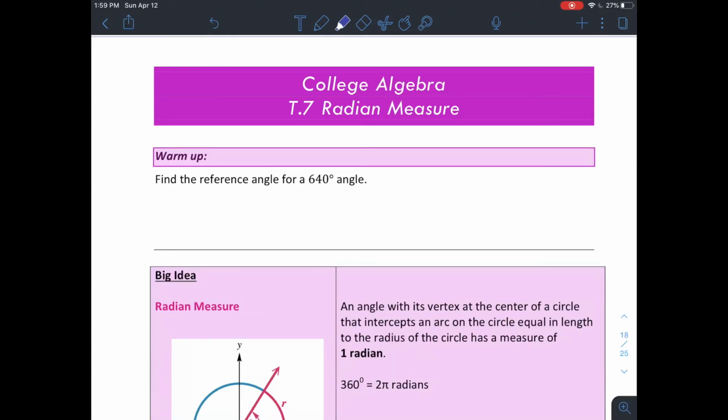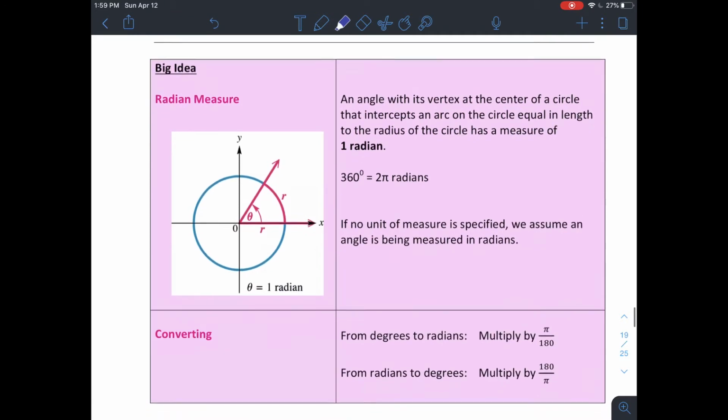We're going to look at measuring angles today in radians. It's kind of like when you learned that the whole rest of the world uses the metric system and the United States uses feet and inches. This is a different unit of measurement for angles instead of degrees. It is used in math and science all the time.